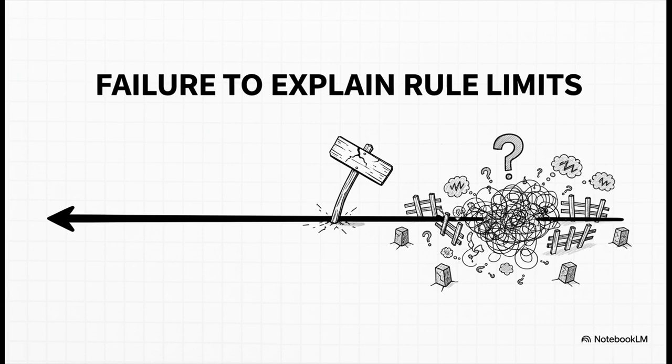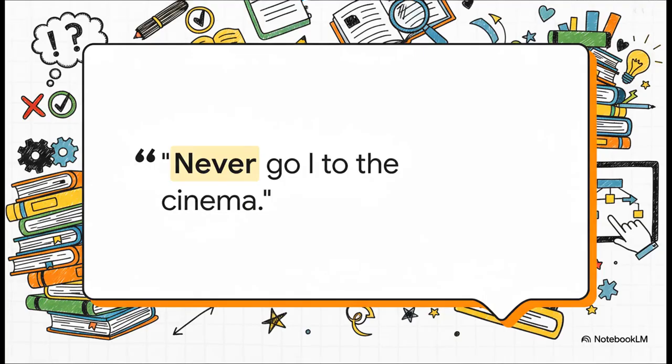And for our last case, we're looking at a classic trap. What happens when we give students a rule, but we don't tell them where the rule stops? This is how overgeneralization happens, and it's a huge source of errors. A student comes out with this, "Never go I to the cinema." You can see exactly what they're trying to do, right? They're working so hard to apply that new grammar rule about inverting the subject and verb after the word never.